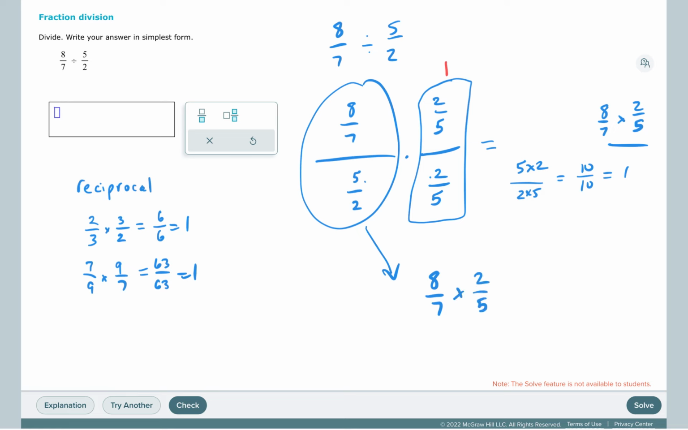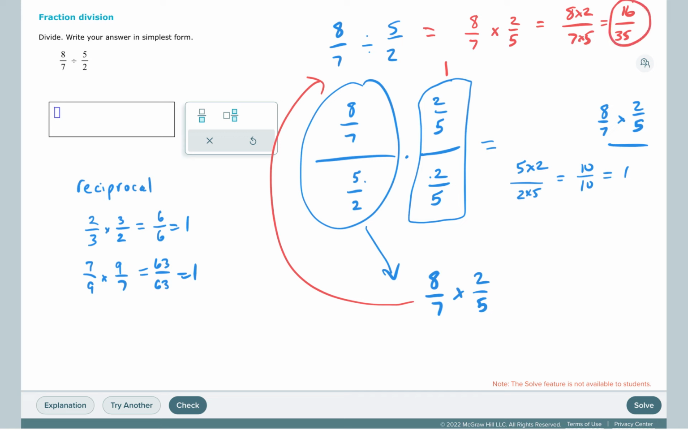So if we go back to our original problem, we can now say that when we are dividing a fraction, we are taking the first fraction 8/7, and we are really doing the same thing as multiplying it by the reciprocal of the second fraction. Notice that that is exactly the same as we have right down here. So this is exactly the same thing. Now to solve this, we have 8 times 2, we have 7 times 5, and we look for ways to simplify. In this case, we can't, so we have 16 over 35, and this right here is our simplest form. So the answer to our division problem is 16 over 35.